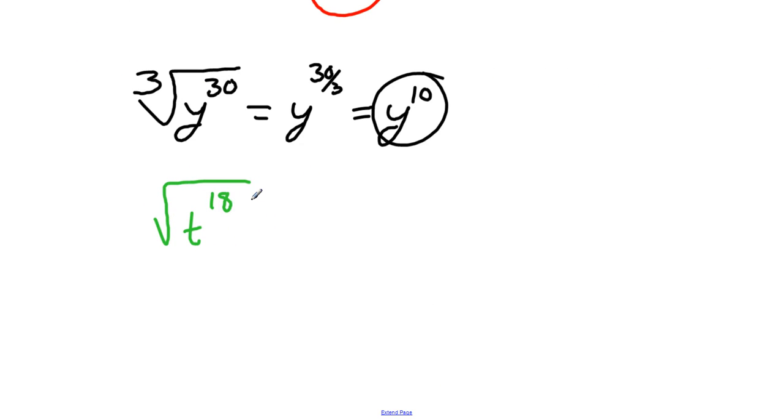If it was t to the 18th, then you're doing the square root of it. And again, if they don't tell you what the root power is out here at the index, then just assume that's a 2. So then that's 18 divided by 2. It'll just be t to the 9th. So variable-wise, it's actually a lot easier. You just take whatever number you have on the inside, and as long as it's a square root, just divide it by 2.